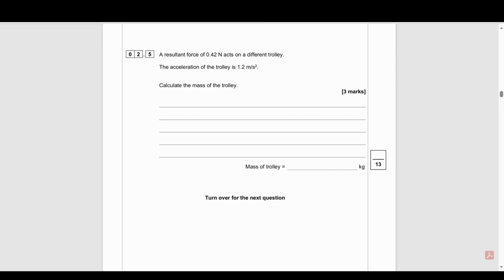Calculate the mass of the trolley. So let's state the equation again. Plug our numbers in. 0.42 is our force. The acceleration is 1.2 meters per second squared. We don't know the mass, so we need to rearrange the equation now. So that will be 0.42 divided by 1.2, and that will equal our mass. So putting that in a calculator, our mass will be 0.35 kilograms.